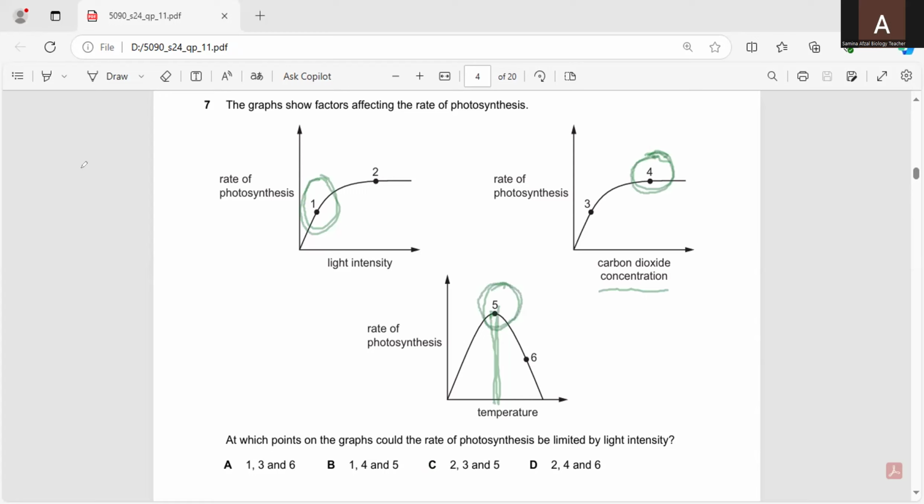So in this way, we can say that these three points on the graph limit the rate of photosynthesis due to light intensity. So the answer is B. A, C, and D are not the correct answers.